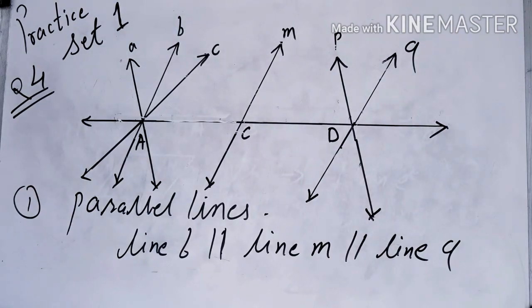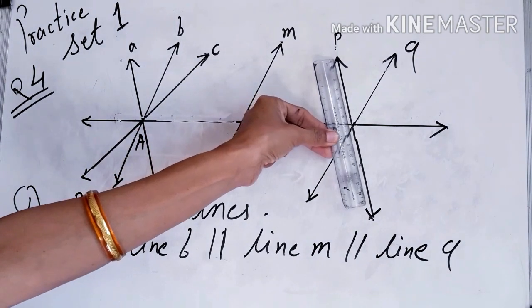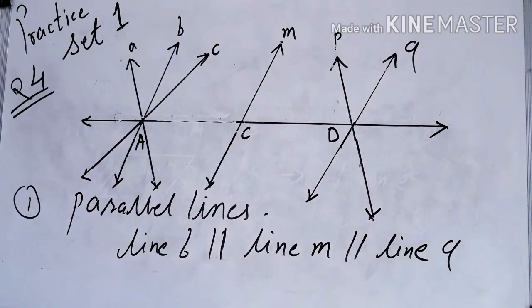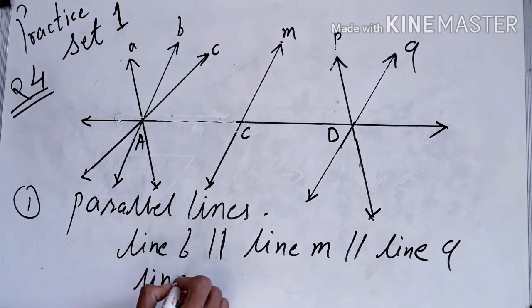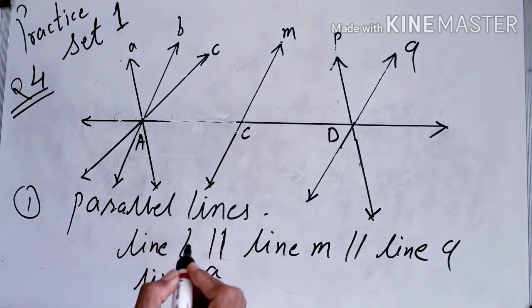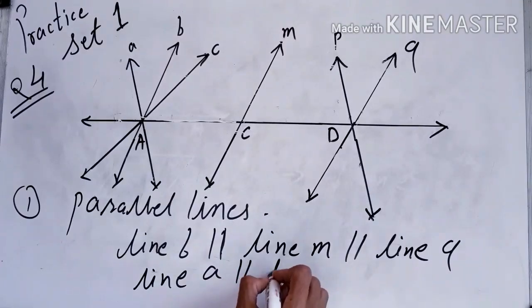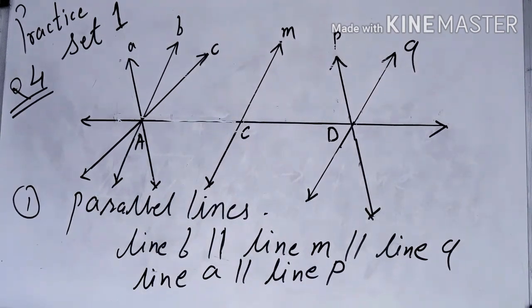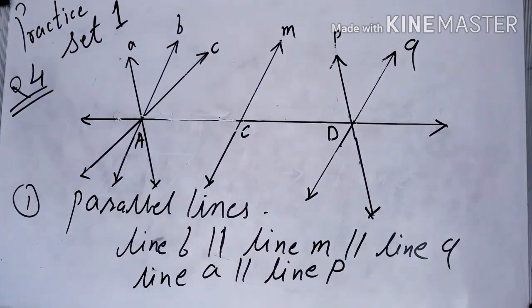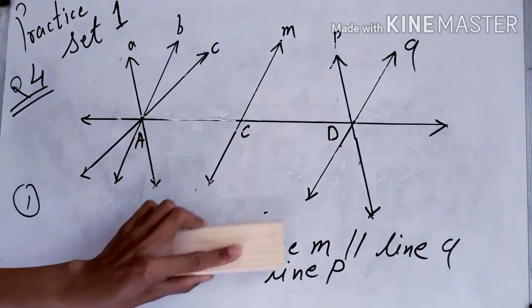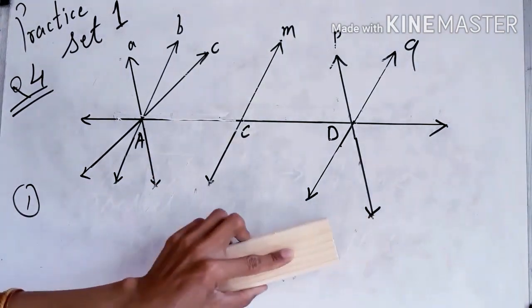Also here line P is also parallel to line A. Line A is also parallel to line P. So these are the parallel lines to each other. The next point they ask us about is the concurrent lines.